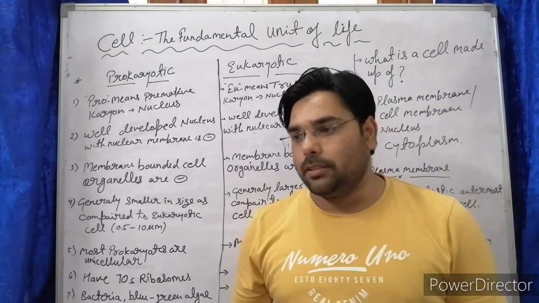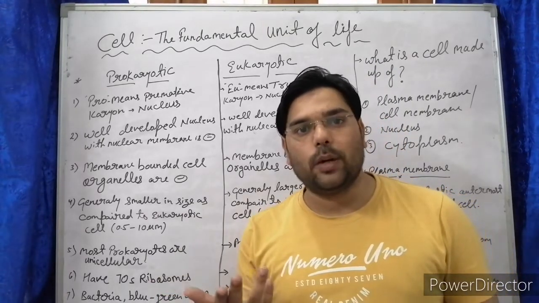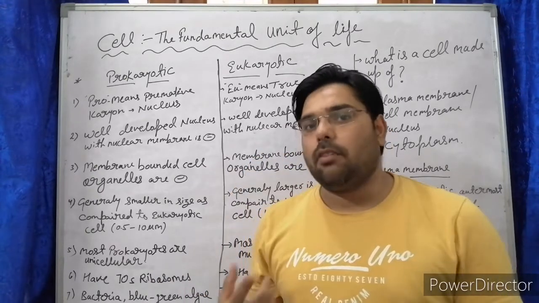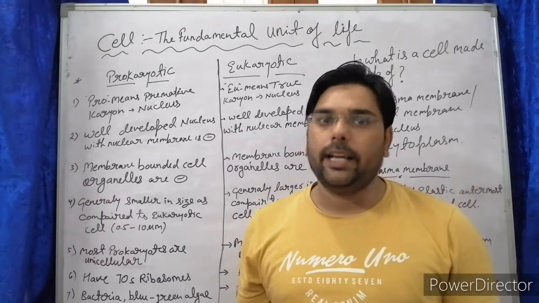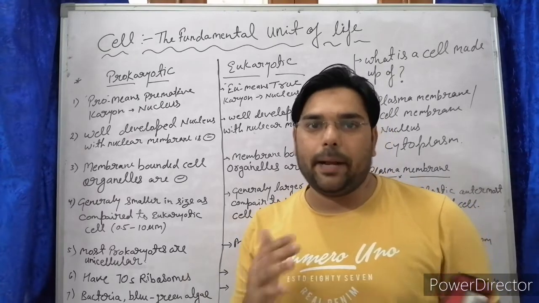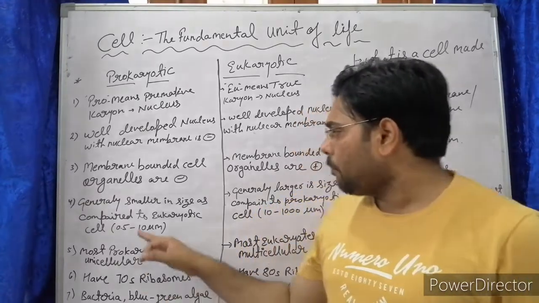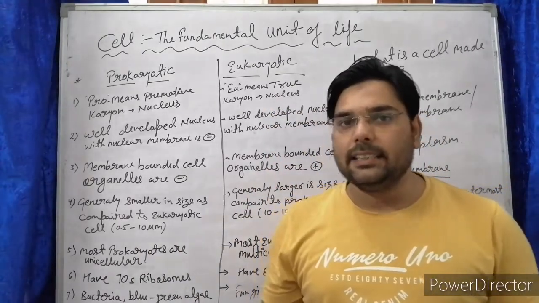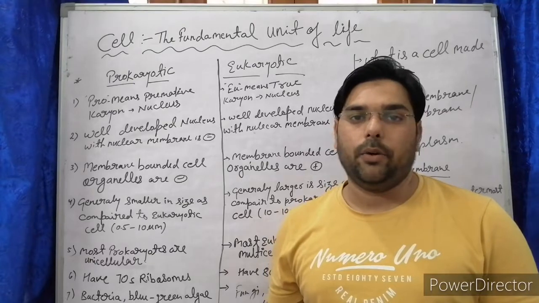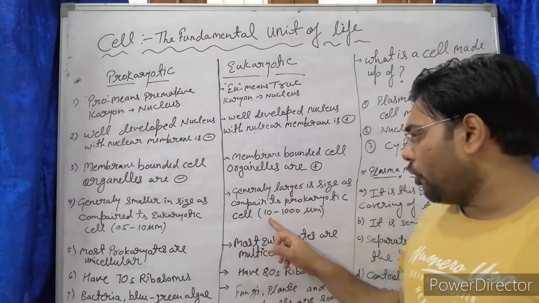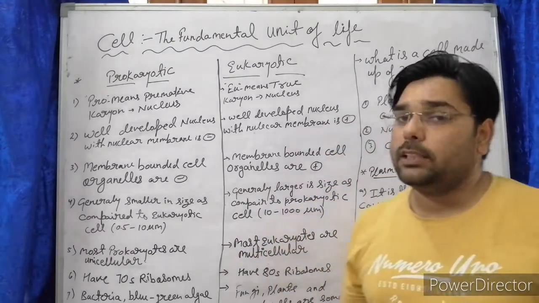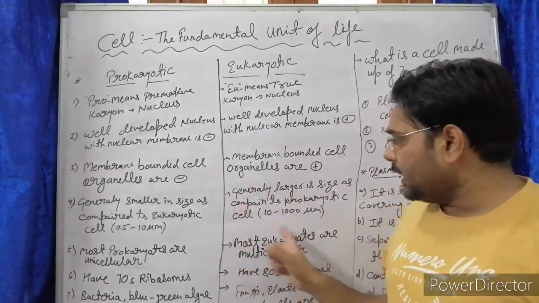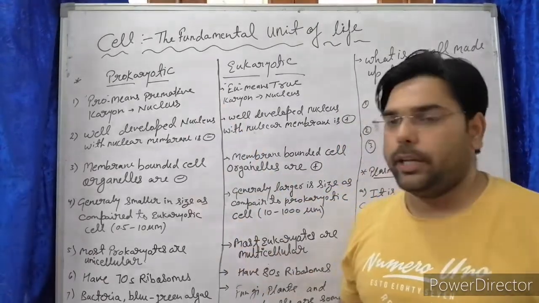Besides this we have eggs. An egg is also a cell, which we can see with our naked eye. Okay students, we discussed in an earlier session the size, shape and count of cells. But eukaryotic cells are generally larger in size as compared to prokaryotic cells, the size ranging from 10 micrometer to 1000 micrometers. This is comparatively larger in size as compared to prokaryotic cells.